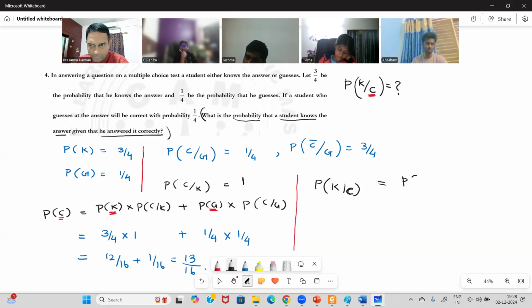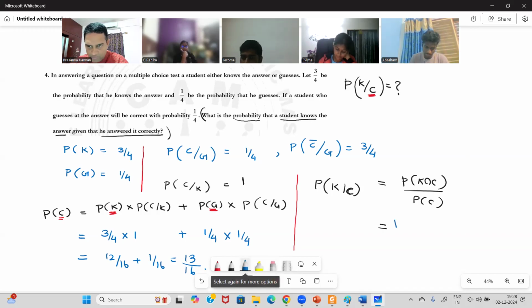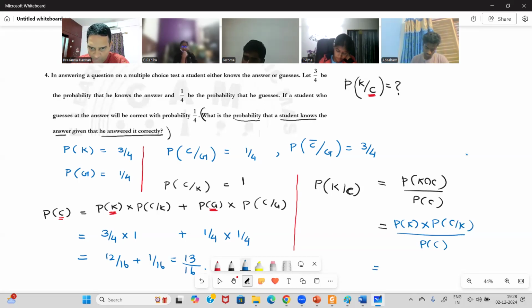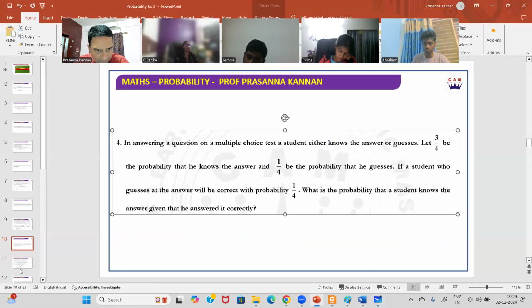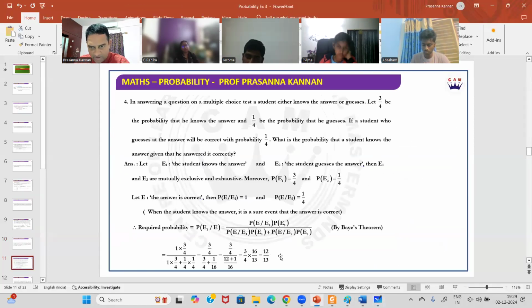P of K intersection C by P of C. Very good. And what is P of K intersection C? How can you write it? It is P of K into P of C given K by P of C. Excellent, right? And all of this you have. So what is P of C? We have already found. What is it? 13 by 16. Yes. And what is your P of K into P of C given K? 12 by 16. Exactly. So what is your final answer now? 12 by 13. 12 by 13, right? Let's verify our answer if it's right. Yes, 12 by 13 is accurate.